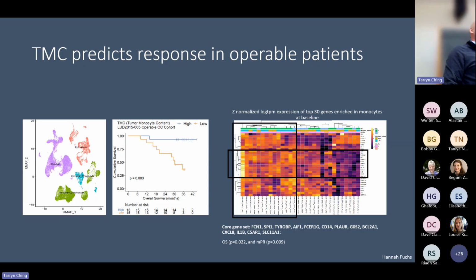We've obviously taken that a little further on, with some excellent work by Hannah, who's one of the PhD students and a medical student, due to return to medical school later this year. She has come up with a core gene set, mainly myeloid lineage predictors, which are significantly associated with overall survival and a major pathological response.